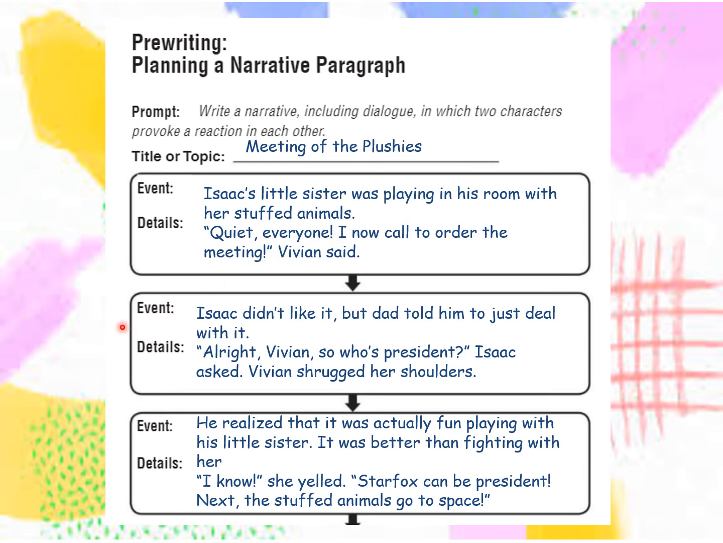So let's go to the second event, which is the middle of your narrative. Isaac didn't like it, but Dad told him to just deal with it. So details would be: "All right, Vivian, so who's president?" Isaac asked. Vivian shrugged her shoulders. In this dialogue, we use the question mark because there's a prompt saying that Isaac had asked a question. Vivian shrugging her shoulders, even if she did not deliver any dialogue, would tell us that Vivian doesn't know who's going to be president among her collection of stuffed toys.